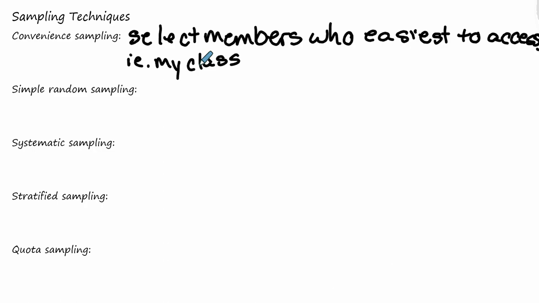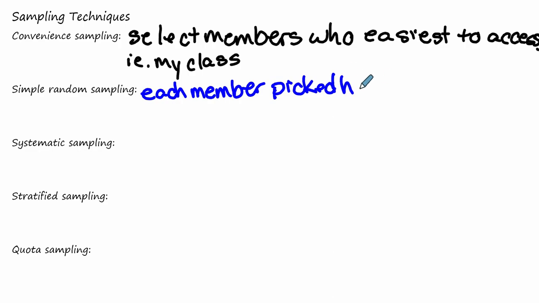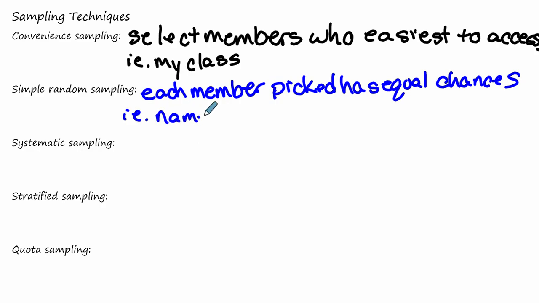Okay. The second type of sampling is a simple random sample. Each member has equal chances. I'll give you an example. So for instance, names from a hat. Everybody's in there. I'm going to randomly pick people. Or a random number generator.